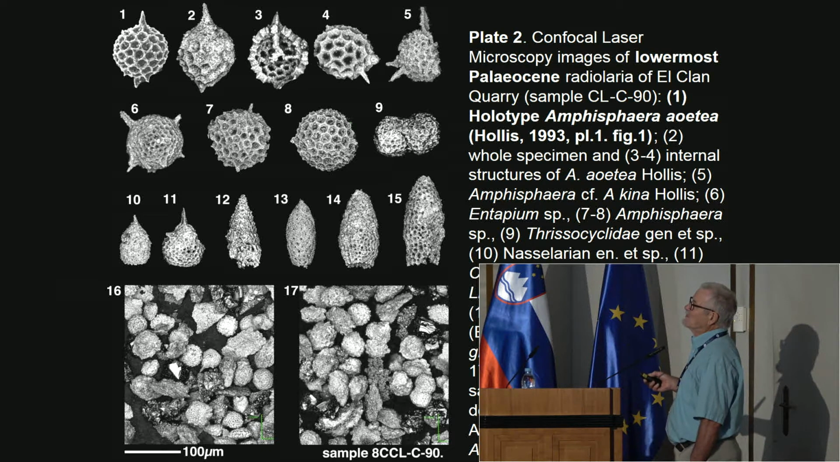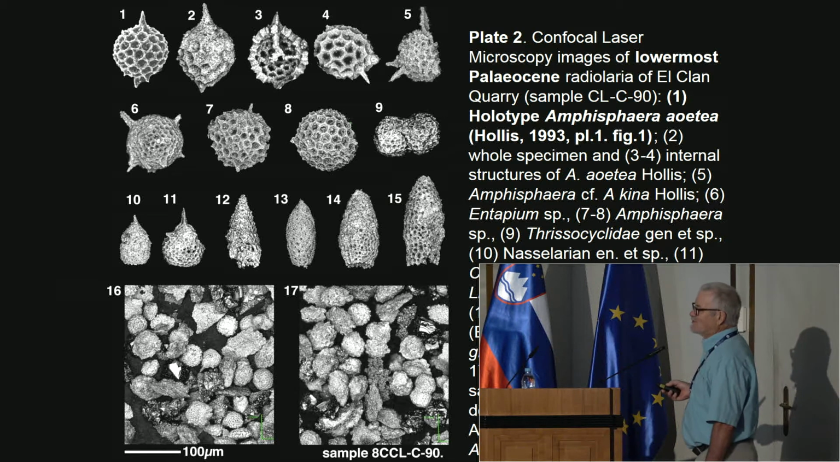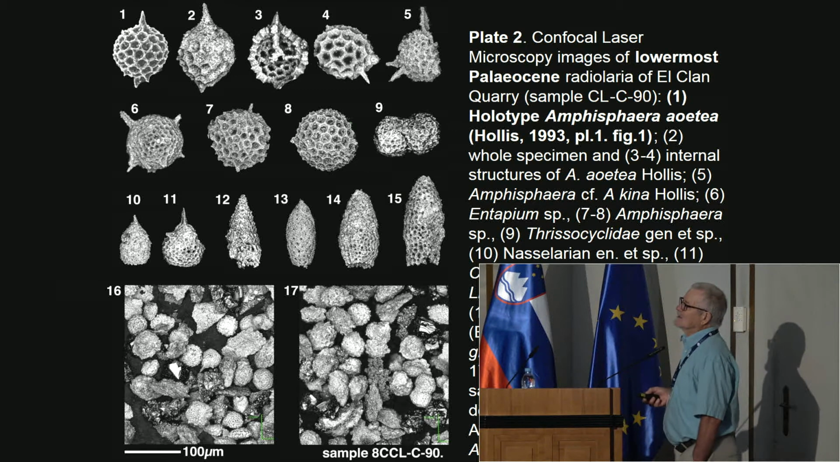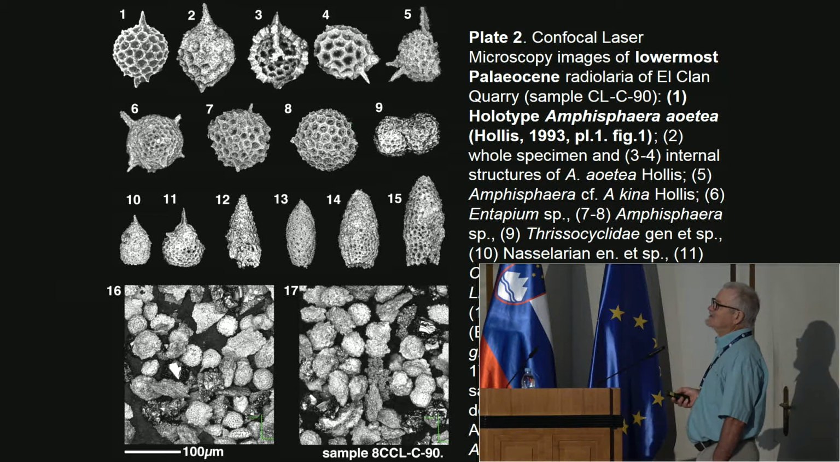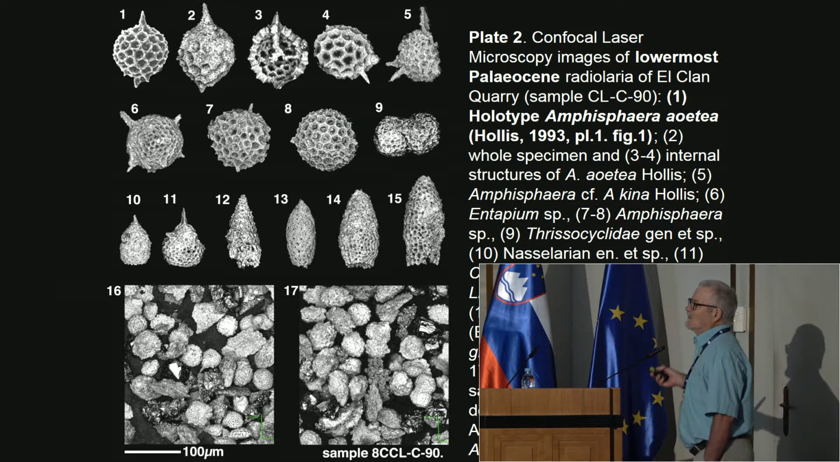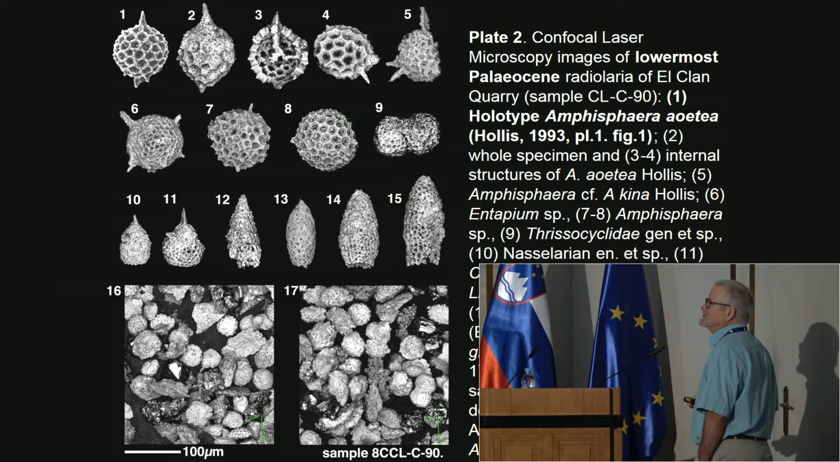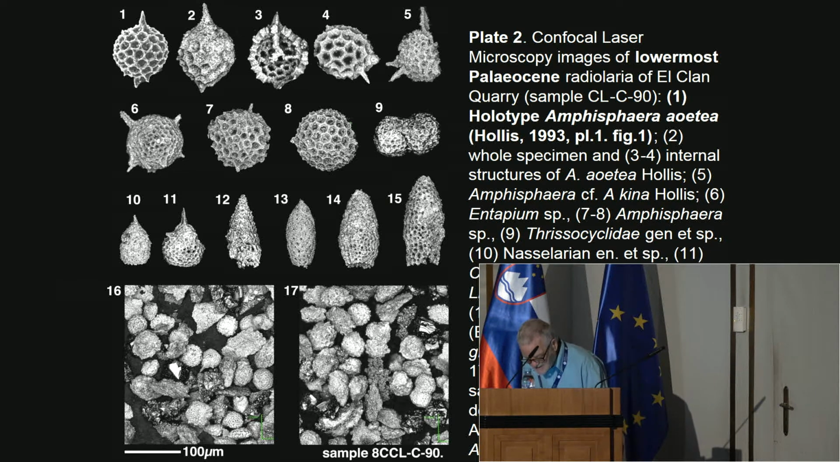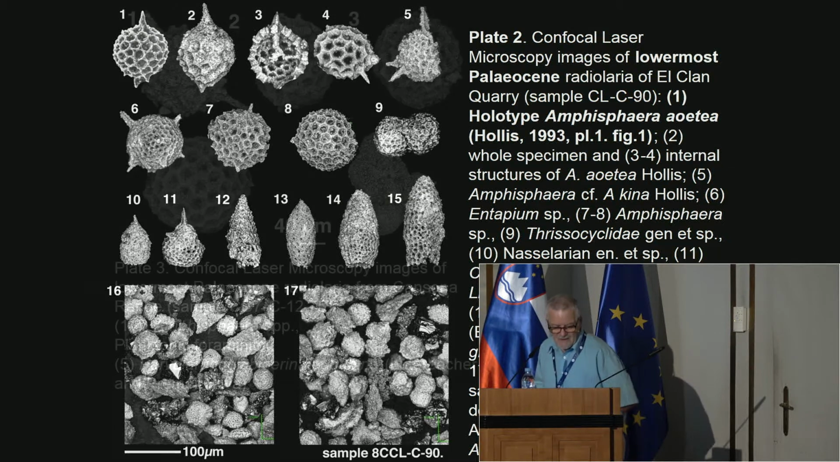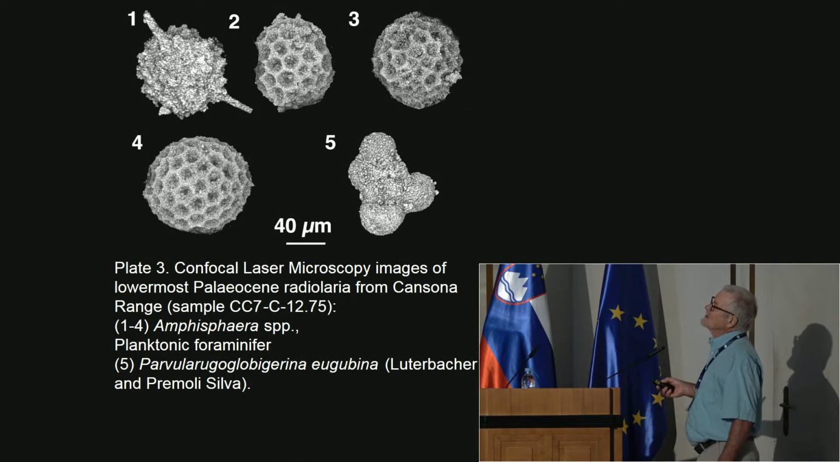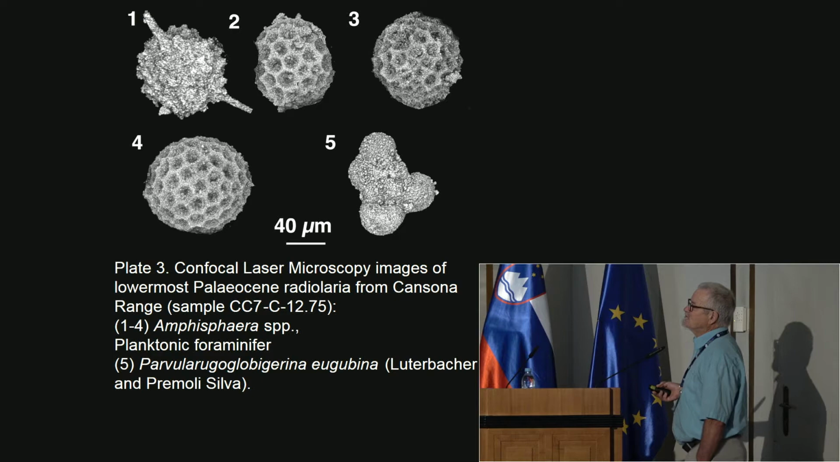This is the holotype by Hollis of Amphisphaera aotea, which he described from the lowermost Paleocene of New Zealand. Hollis was thinking that this was a rather high latitude signature, but now we found these Amphisphaera very abundant. Rads are rare, but this is the most abundant component of these earliest Paleocene faunas. So this is very interesting because here again you have some other forms. You have the Eugubina formifera of the lowest Paleocene.